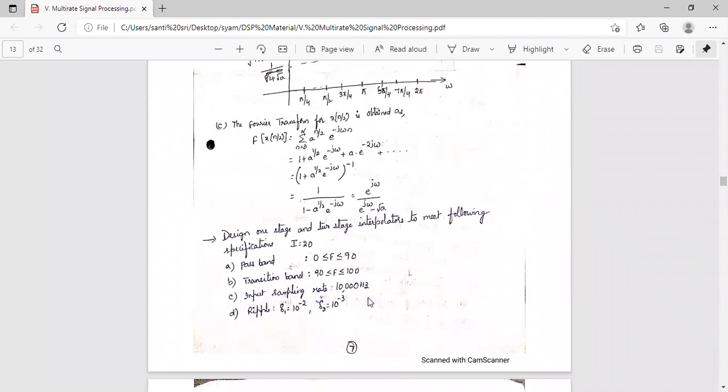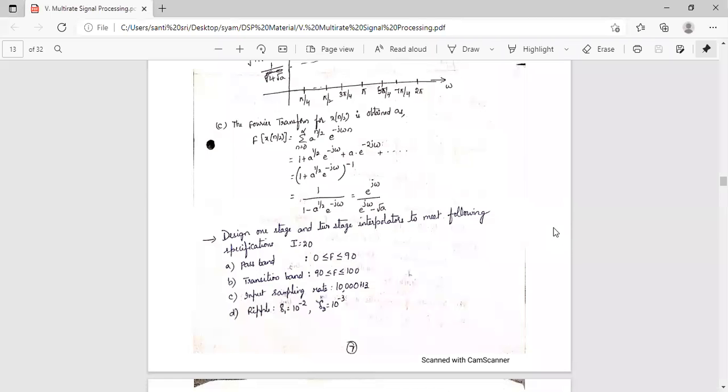Next problem is to design one stage and two stage interpolators to meet the following specifications. The interpolator value I is given as 20. The pass band is between 0 and 90, the transition band is 90 to 100, the input sampling rate is 10 kilohertz or 10,000 hertz, and the ripples are delta 1 equal to 10 power minus 2, and delta 2 is 10 power minus 3. This is the given information.